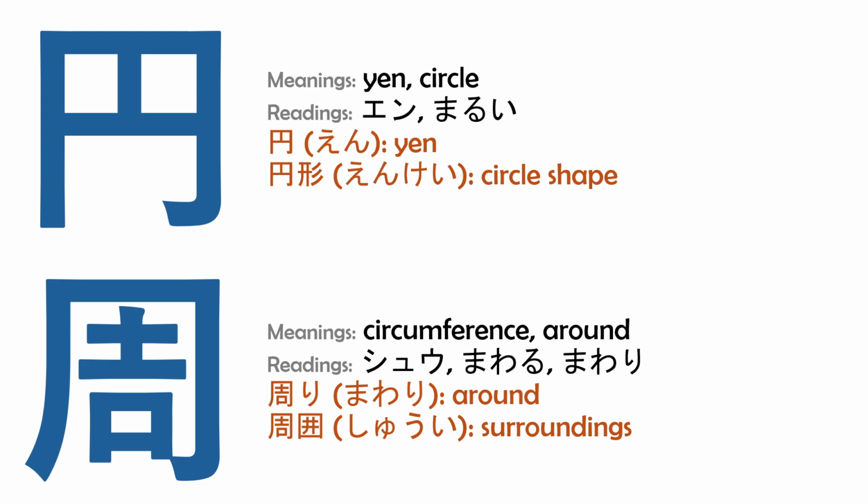The second kanji means circumference and around. Its onyomi is shu, and its kunyomi is mawaru and mawari. In the word mawari, it expresses the concept of around or surrounding. In the word shui, it helps form the meaning of surrounding area or circumference.